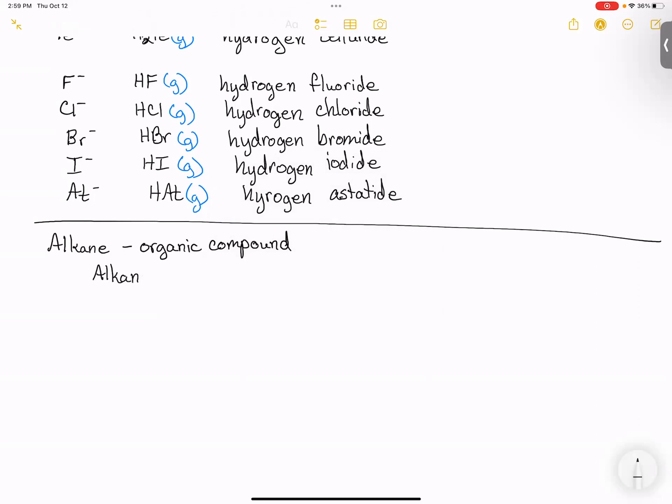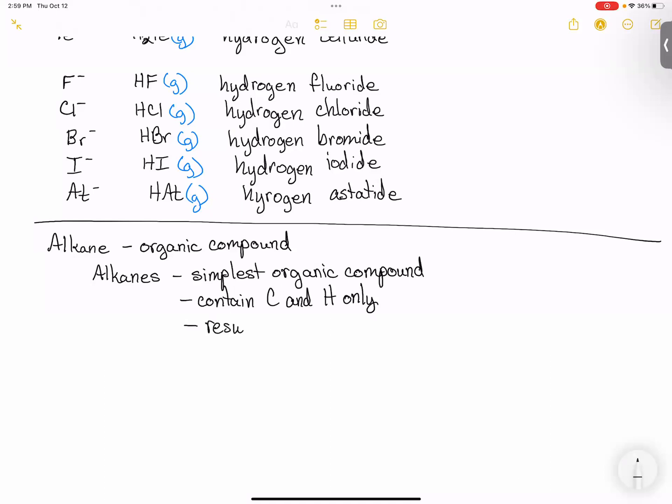Alkanes are the simplest organic compound. They contain carbon and hydrogen only, and they are the result of all single bonds within the compound.